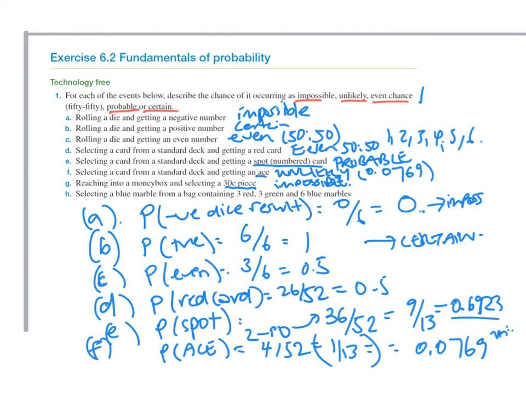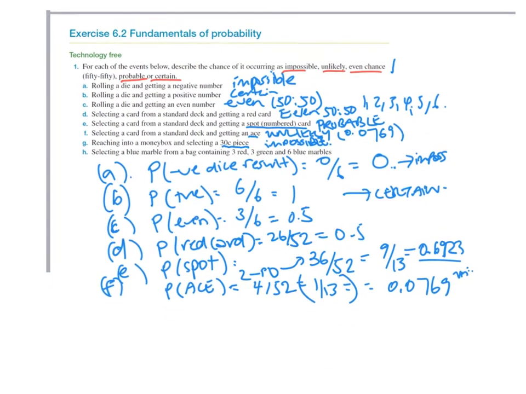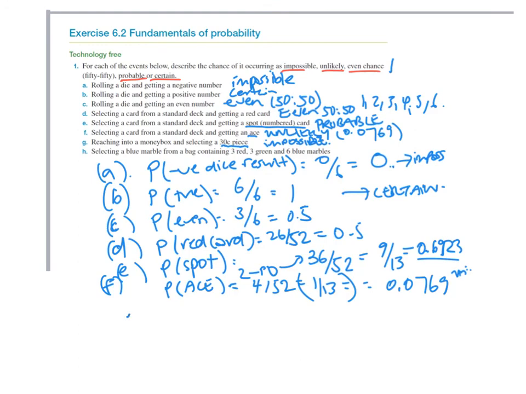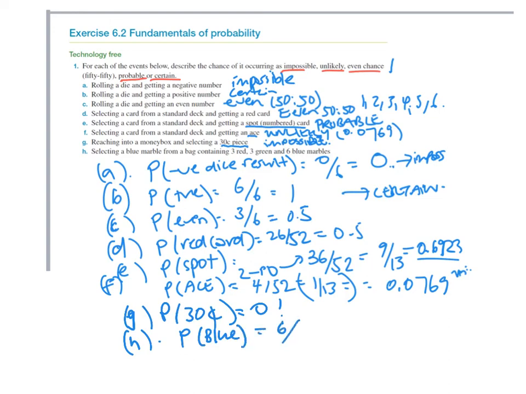And H, selecting a blue marble from a bag containing 3 red, 3 green and 6 blue. That looks like half, eh? So let's put G there. Probability of a 30-cent piece equals 0. And H, probability of blue. That's our event, and the total number of blue is 6, and the total number of marbles together is 12. So again, that's even chance, 50-50.